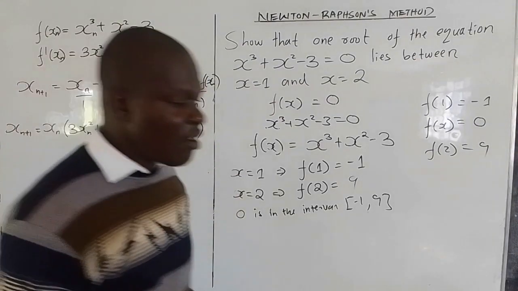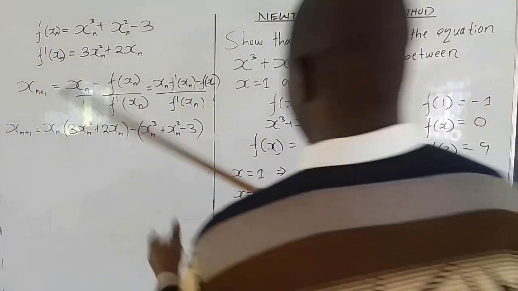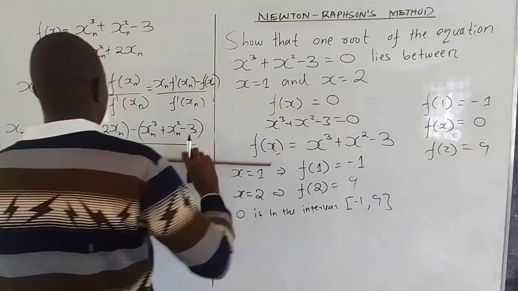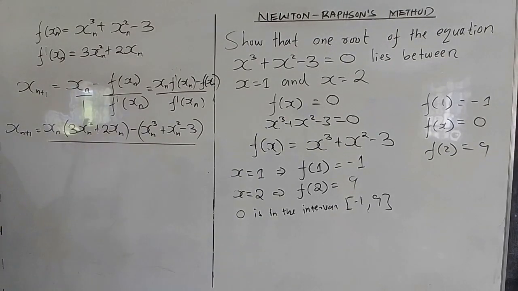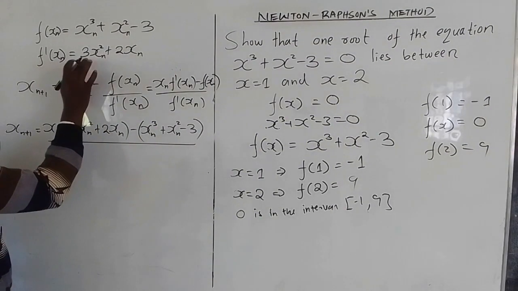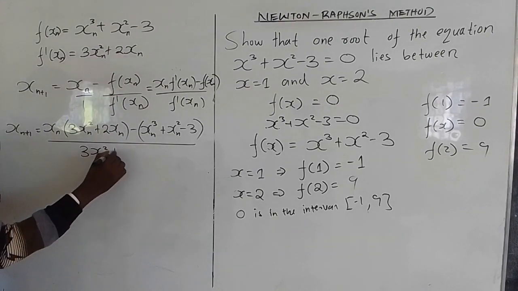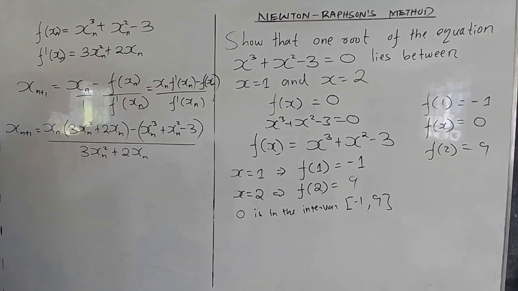Then everything is over f prime of xn, isn't it? Which is 3 xn squared plus 2xn. Then you open the bracket, isn't it? Are we together? Yes. Good.